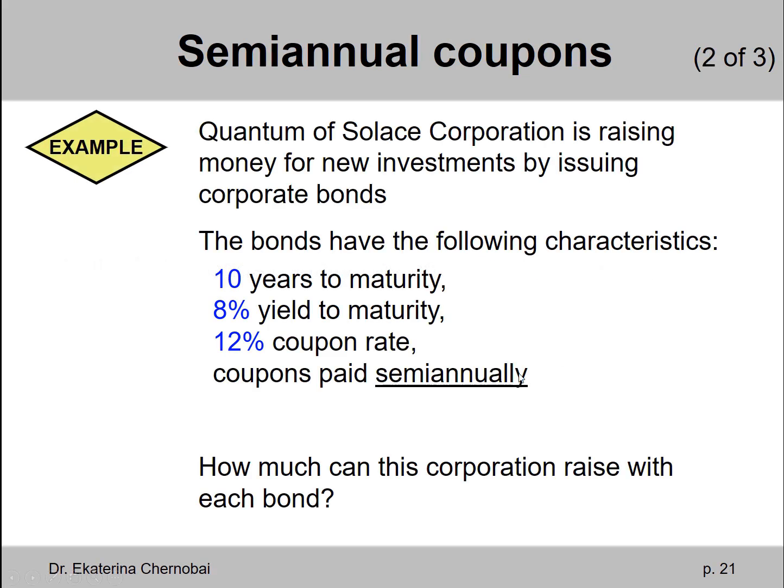Let's do an example. Let's say we have Quantum of Solace Corporation, another one of James Bond's movies, raising money for new investments by issuing corporate bonds. The bonds have the following characteristics: 10 years to maturity, 8% yield to maturity, 12% coupon rate, and coupons are paid semi-annually. Same question as in the previous problems. How much can this corporation raise with each bond? In other words, we are asked to calculate the bond value.